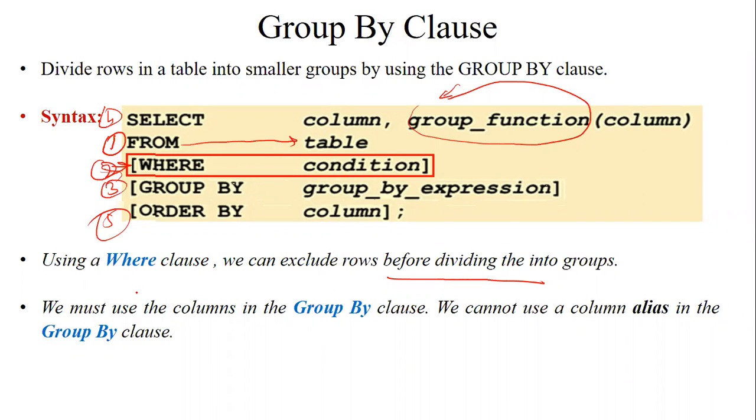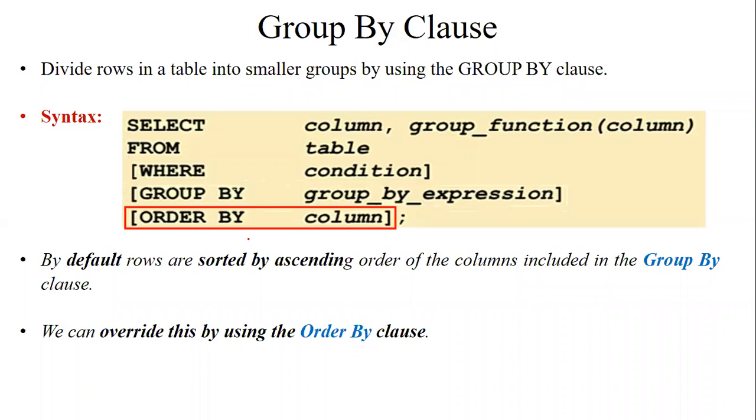Next, it is mandatory that when we are using a GROUP BY clause, we cannot use a column alias. You also have to consider this, because the alias is evaluated after the GROUP BY clause. That's why you cannot use it.